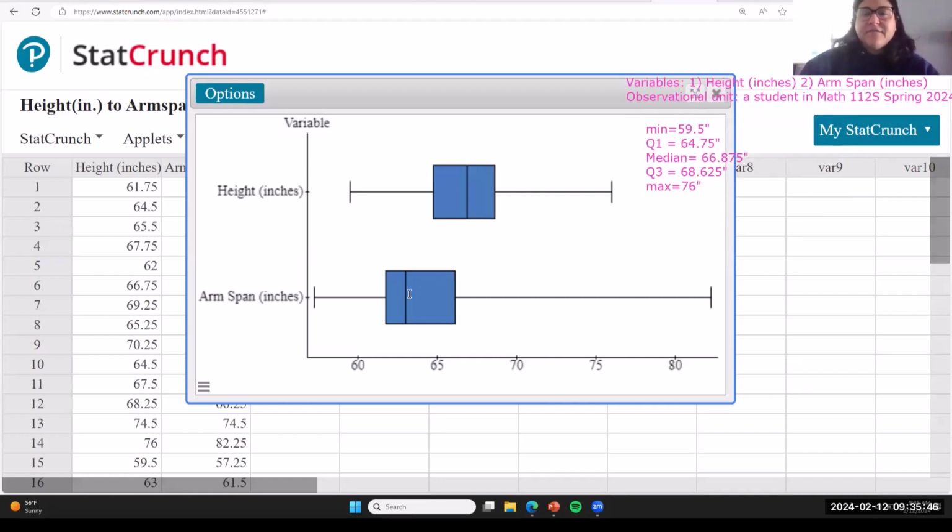So that's our 5-number summary just for the heights. And then we also have a 5-number summary for the arm span, but I won't get to the arm span yet. So what you want to be able to do for me is if I were to say, interpret the first quartile for heights.